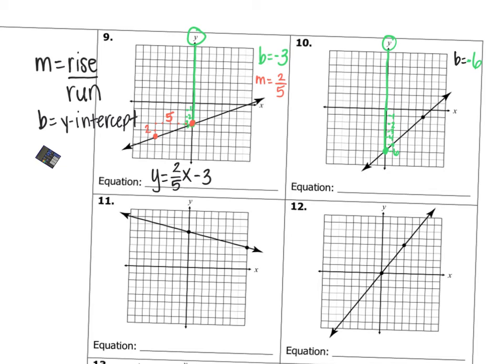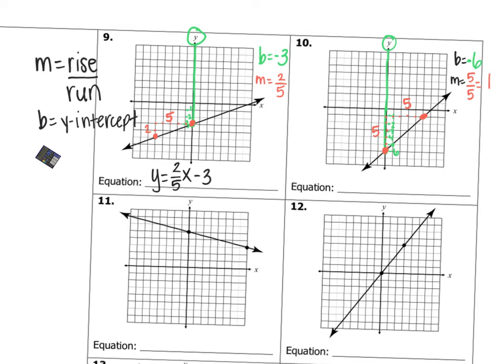And then I need to identify what my slope is. So let's look for 2 points on our graph. I have a point here and a point there, and I'm going to do rise over run. So I'm going to go up 1, 2, 3, 4, 5 boxes, and I'm going to go right 1, 2, 3, 4, 5 boxes. So my rise is 5 and my run is 5. Now we can reduce this one. What is 5 divided by 5? That will reduce to 1.